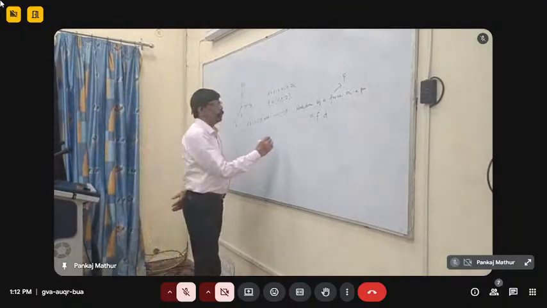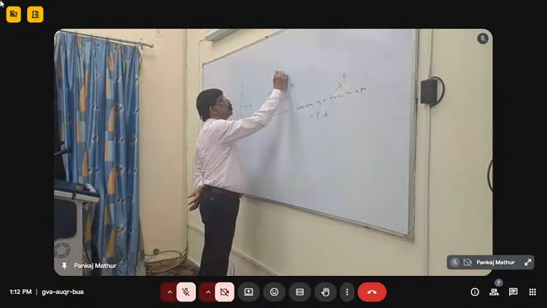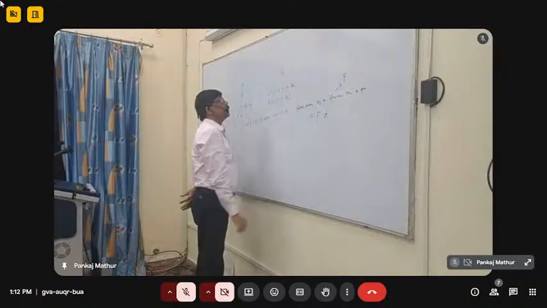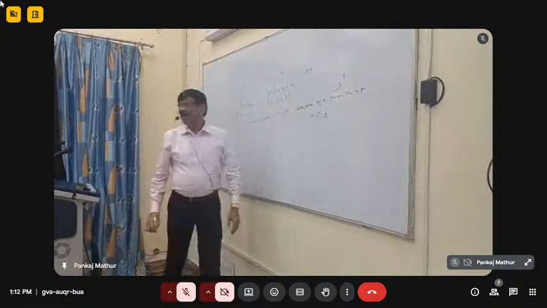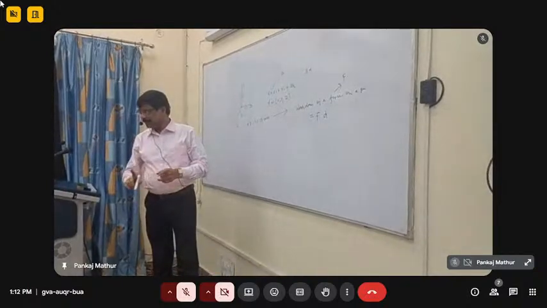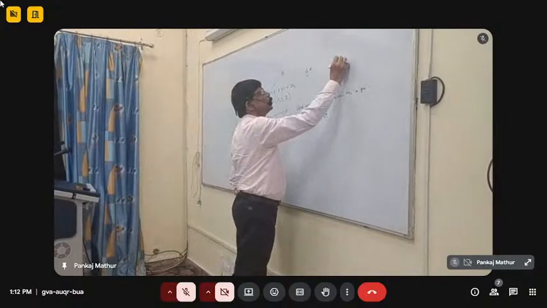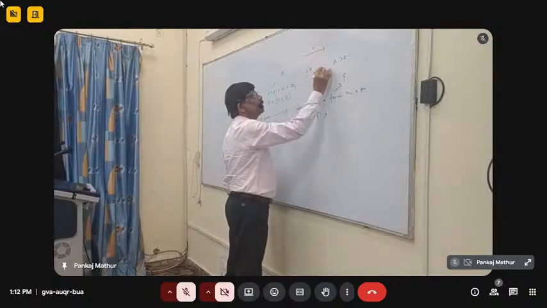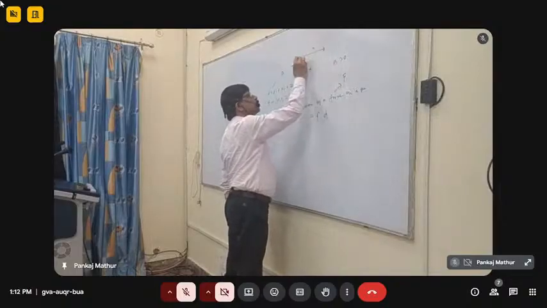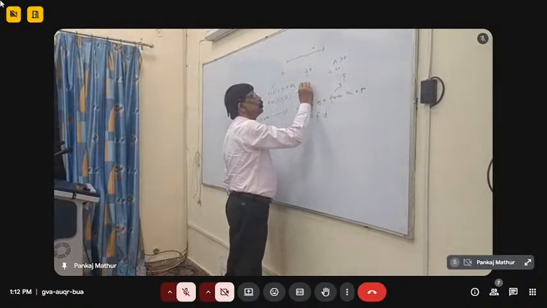Also, multiplication of a vector by a real number. Suppose A is a real number, then A alpha is the same vector as alpha, but the direction may be changed. If A is greater than 0, then the same direction, if we take alpha in this direction. Otherwise, for A less than 0, the opposite direction.